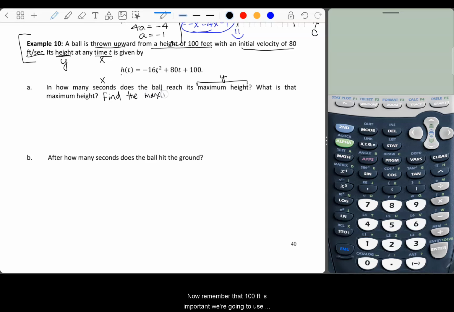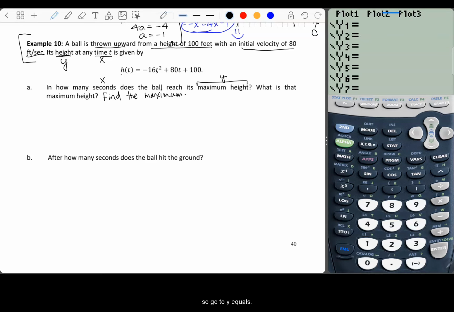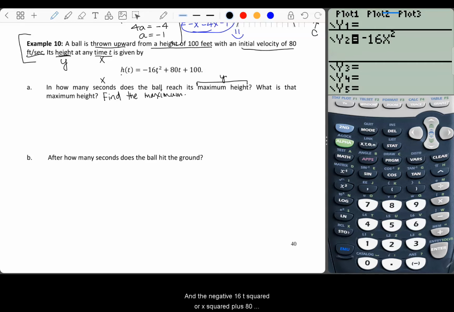So we just need to find the maximum. Now remember that 100 feet is important. We're going to use it in a minute when we set up our window on our calculator. So go to y equals, I'm going to go down to y2 so we can see it a little better, and do negative 16t squared, or x squared, plus 80x plus 100, and hit graph. And when you hit graph, you're going to get something. Let me check my function very quickly. Make sure I have everything in right.